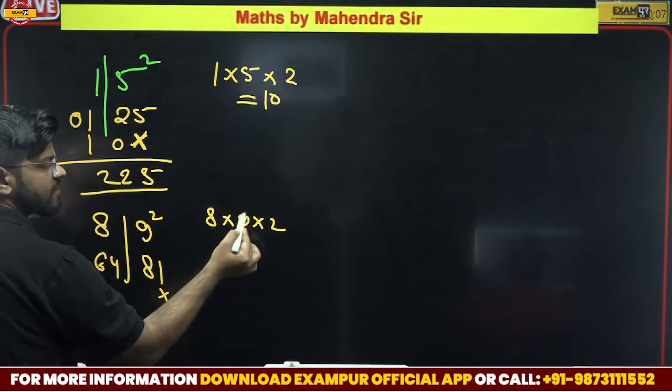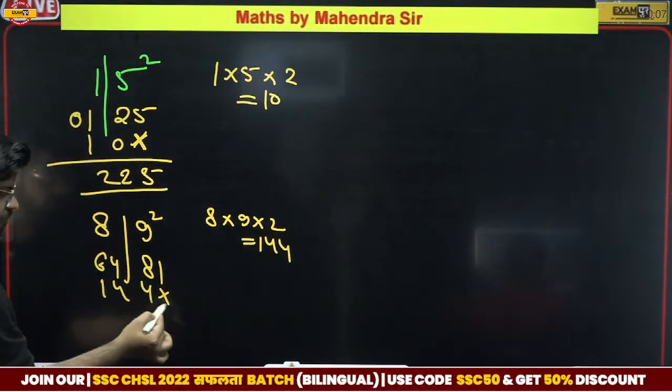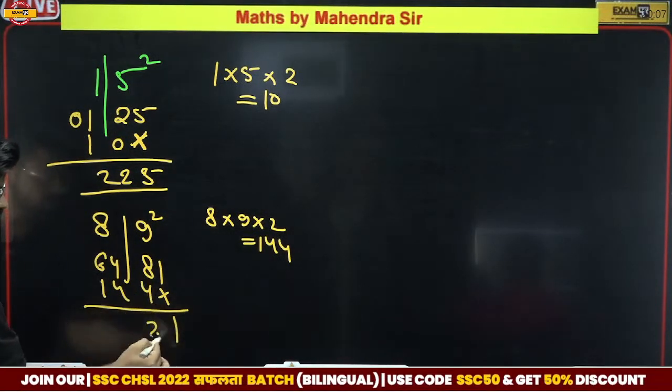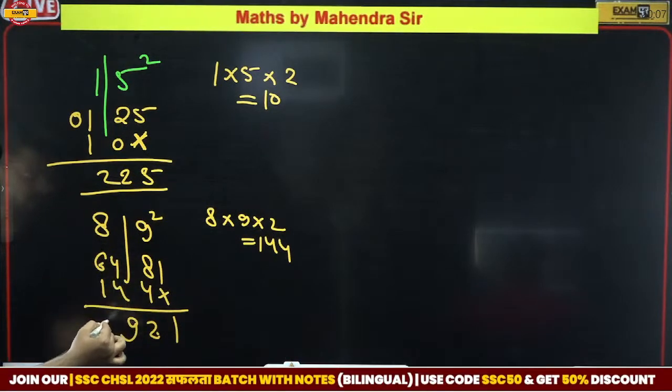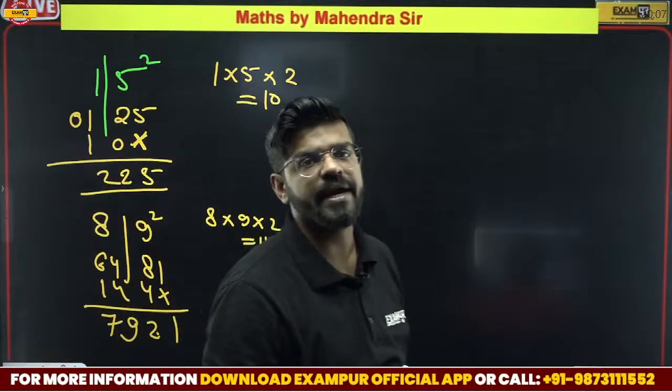Okay, so 8 nines are 72, 2 is 144. How do we have to write 144? 144. So 1, 2, 9, 7. So 7921 is my 89 square.